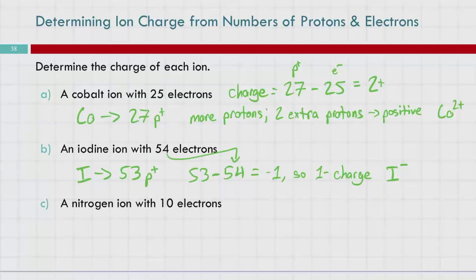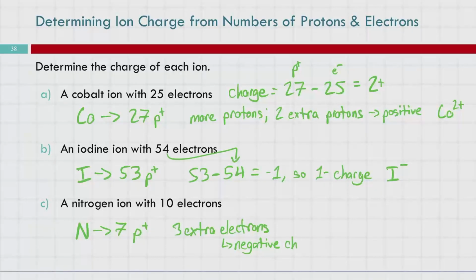And then last but not least, we have nitrogen. Nitrogen is N on the periodic table. We find it in the upper right-hand side of the periodic table. So N has 7 protons, 10 electrons, 7 protons. We've got 3 extra electrons. Electrons have negative charge. So it's N3 minus.